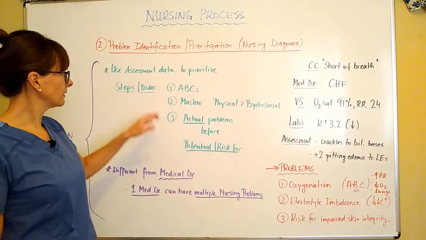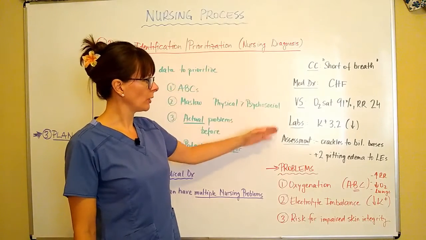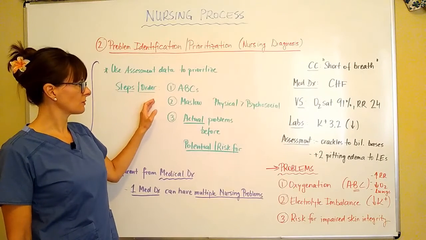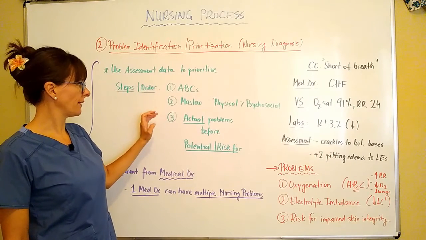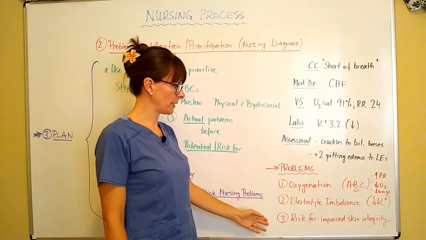So keep in mind the order here. We look at the assessment data from step 1, we identify what is abnormal, and we go in the order of ABCs, physical greater than psychosocial, and then actual before potential problems, and we come up with our problem list.